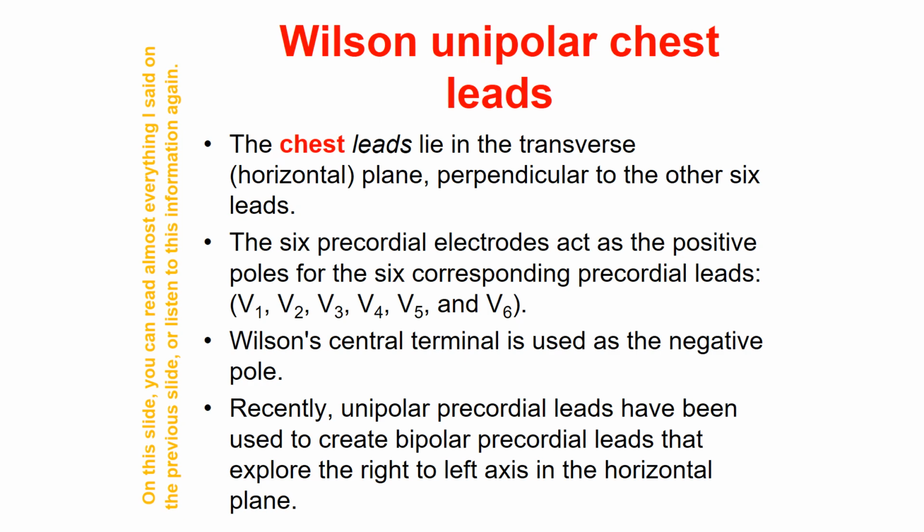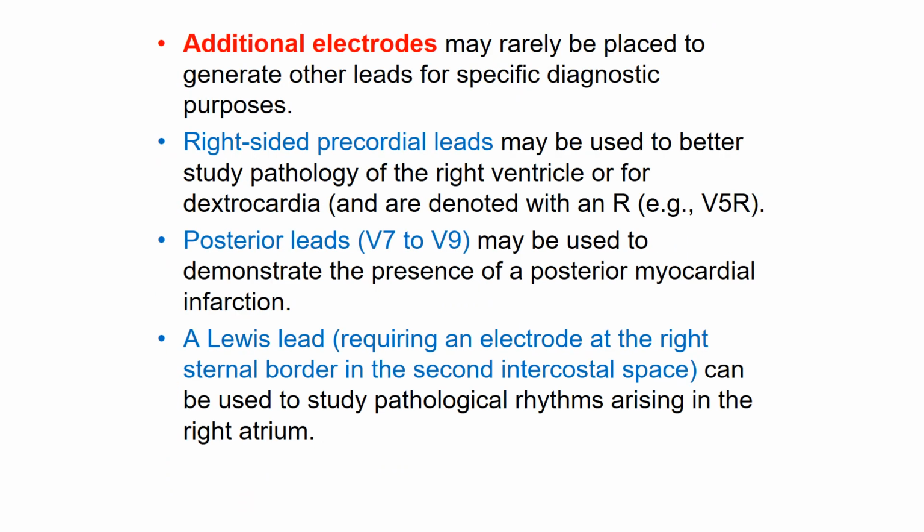Additional electrodes may rarely be placed to generate other leads for specific diagnostic purposes. Right-sided precordial leads may be used to better study pathology of the right ventricle or for dextrocardia, and are denoted with an R, example V5R.